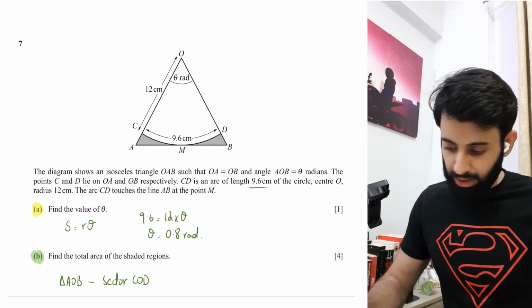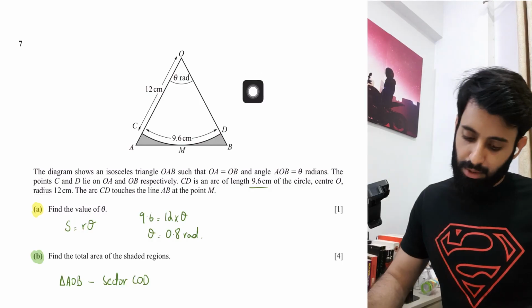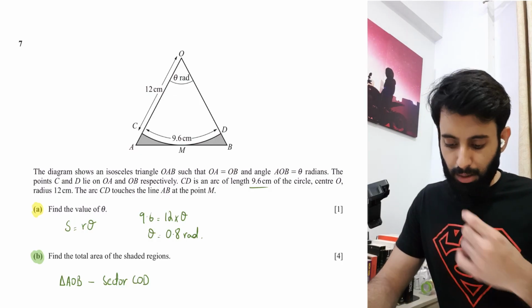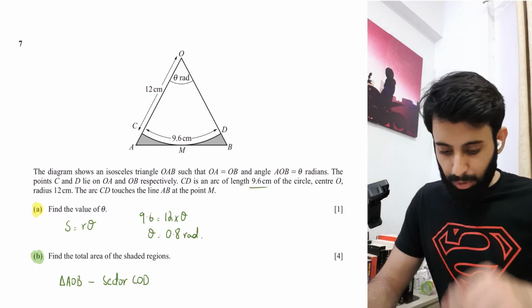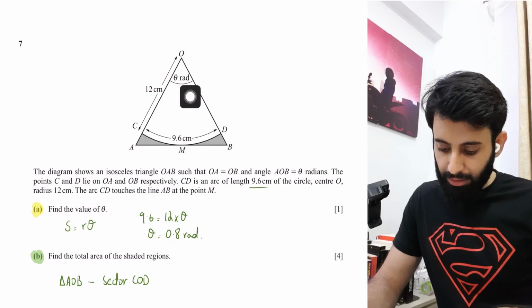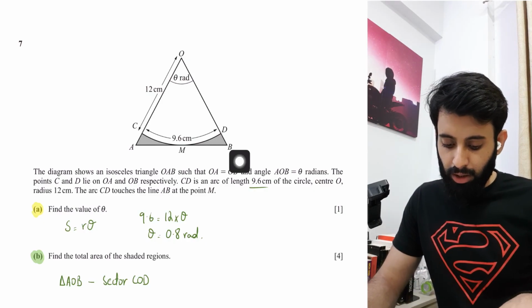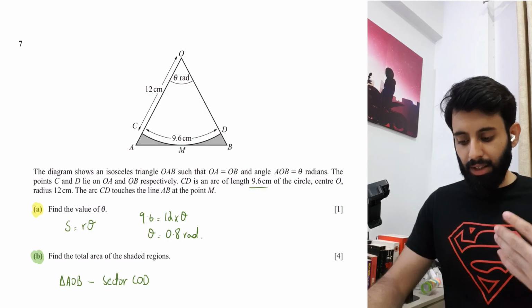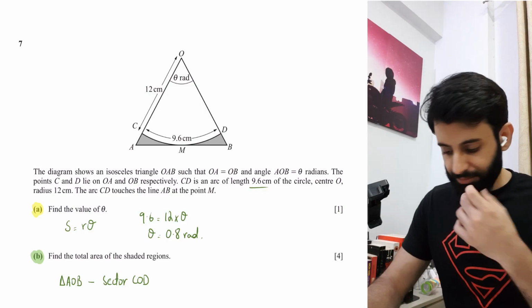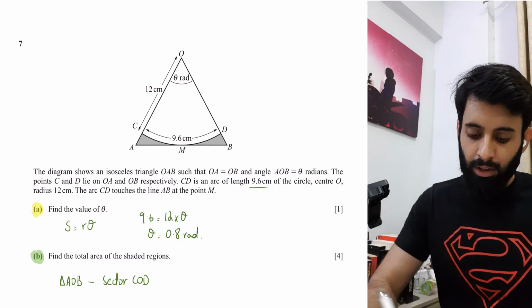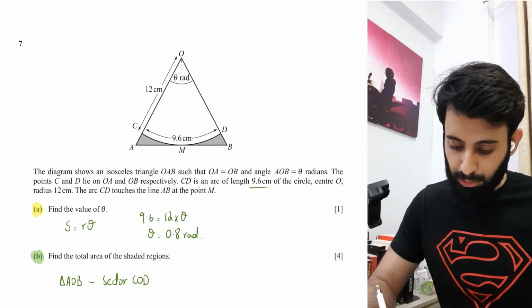As far as the area of the triangle goes, we can either use half times base times height, or we can use half times OA times OB times sine theta. Now the problem with that is, even though we have theta, we don't have OA or OB. Okay, we have what the length is from O to C, but we don't have CA or OA. So we'll have to think outside the box here.